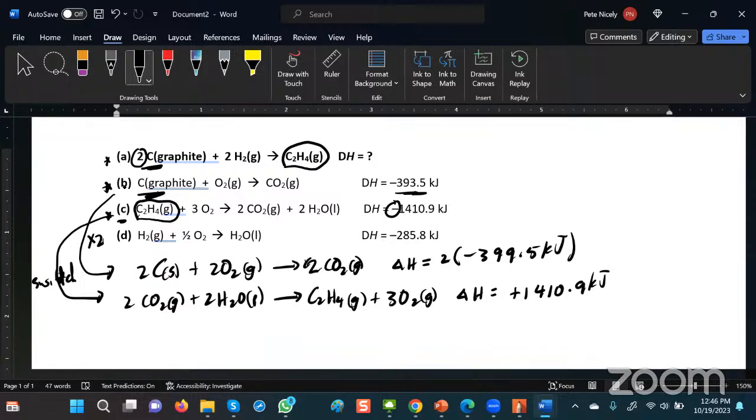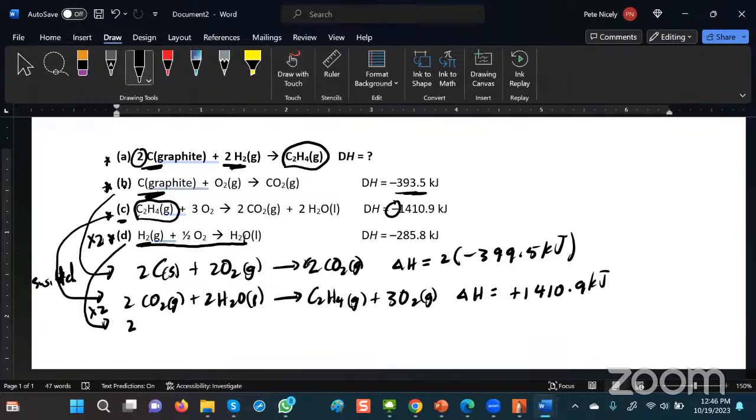Now we get to equation D. When we compare equation D to the first equation for which you're trying to find delta H, you'll notice that you have 2 H2 here and you have 1 here. So what do you think we should do to this equation? Multiply the entire equation by 2. Exactly. So you're going to multiply this equation by 2.